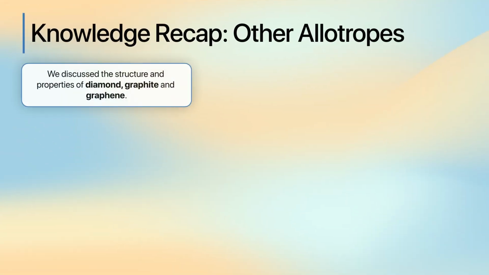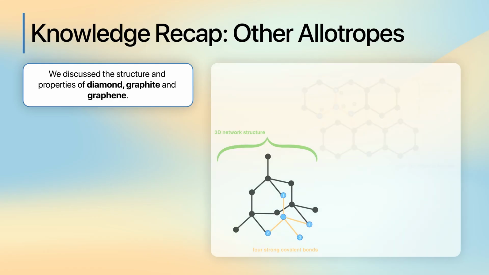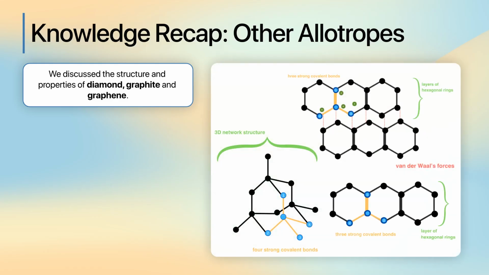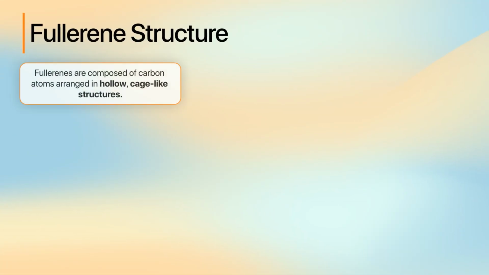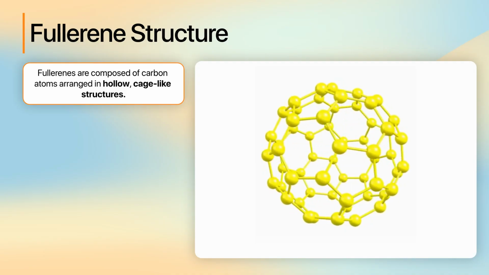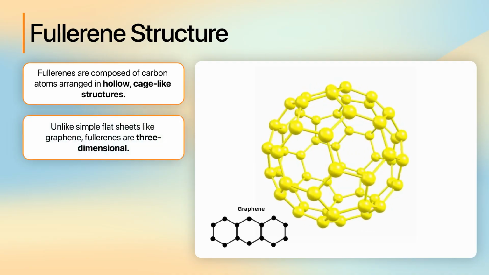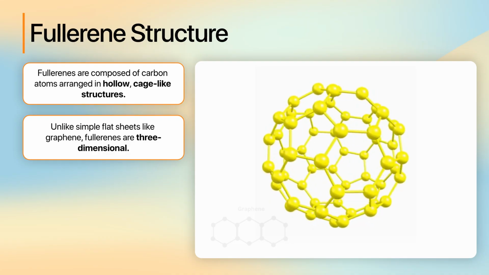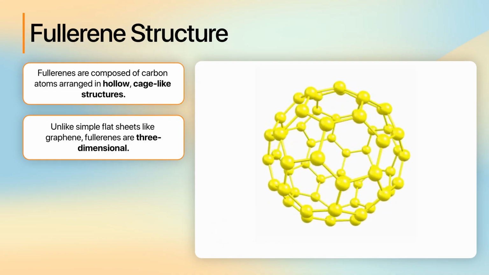Previously, we have discussed the carbon allotropes, diamond, graphite, and graphene. Today, we will introduce another fascinating allotrope, fullerene. Fullerenes are molecules composed entirely of carbon atoms arranged in hollow, cage-like structures. Unlike simple flat sheets of carbon atoms as in graphene, fullerenes have a three-dimensional shape.